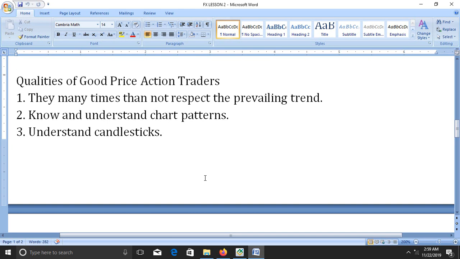Okay, then you need to know and understand chart patterns, because that is the foundation of price action trading. Then candlesticks. You need to know the properties of important candlesticks. We have doji, we have bullish engulfing, we have hammer, and all those things. So you try and know what they say.